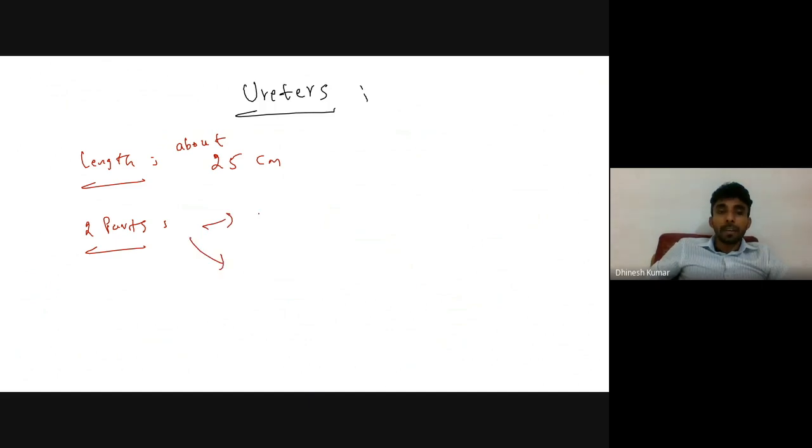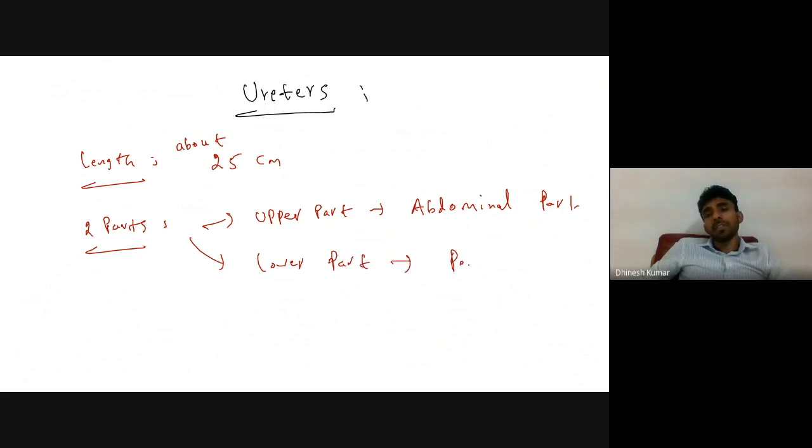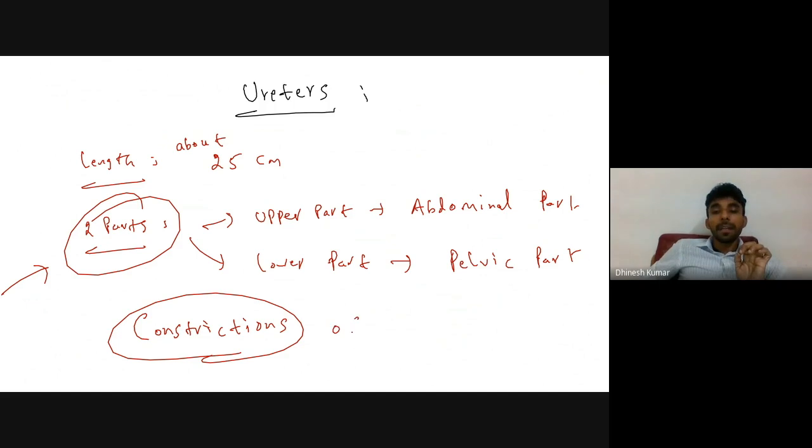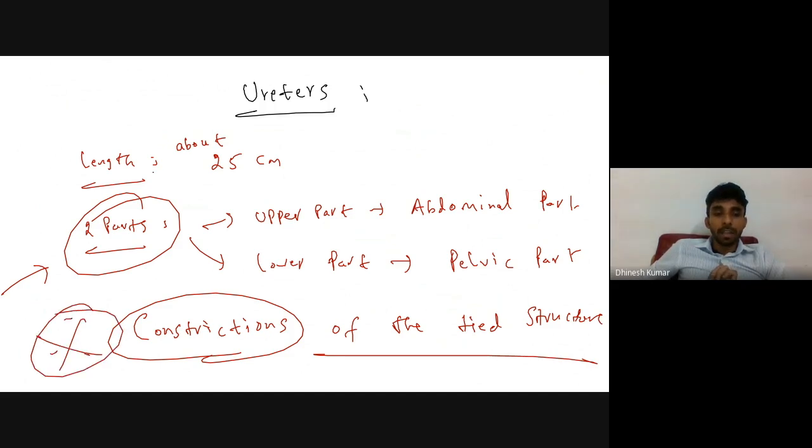Upper part of the ureter is called as abdominal part, which is located in the abdominal cavity. Okay. And the lower part of the ureter is located in the pelvic cavity. So it is called as pelvic part. Okay. So these are the two parts of the ureters. And the usual sub-question is, what are the constrictions of ureters? Mention the constrictions of the pinned structure, tied structure. Can you tell me the three normal constrictions of the ureters?